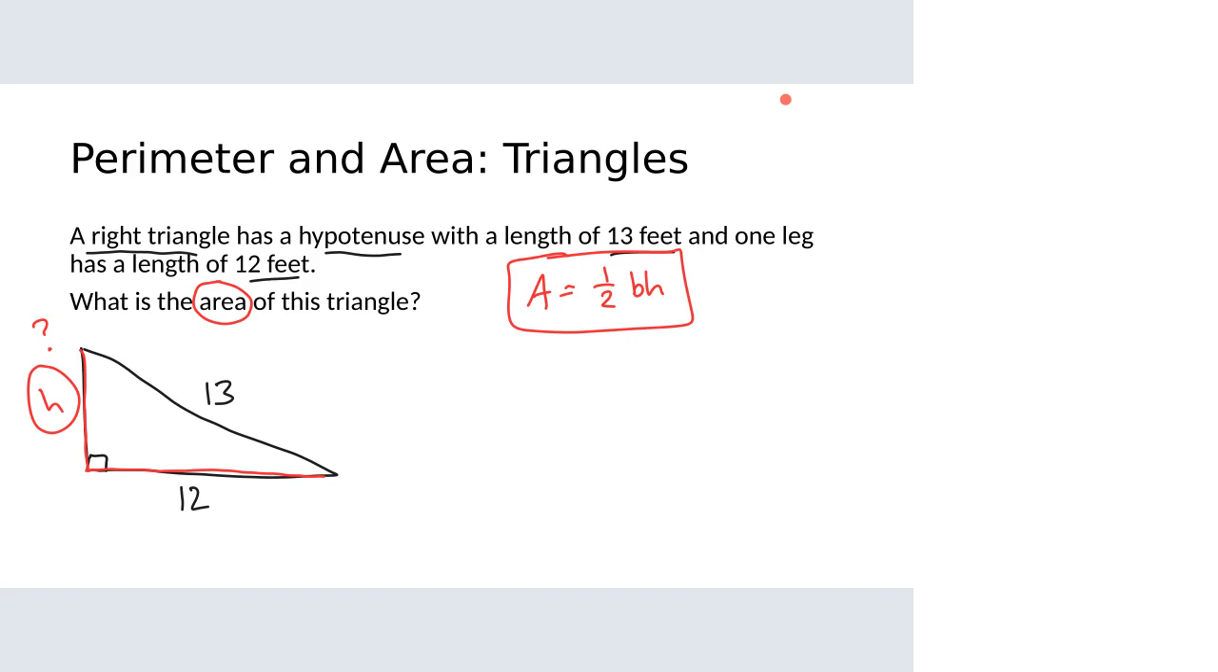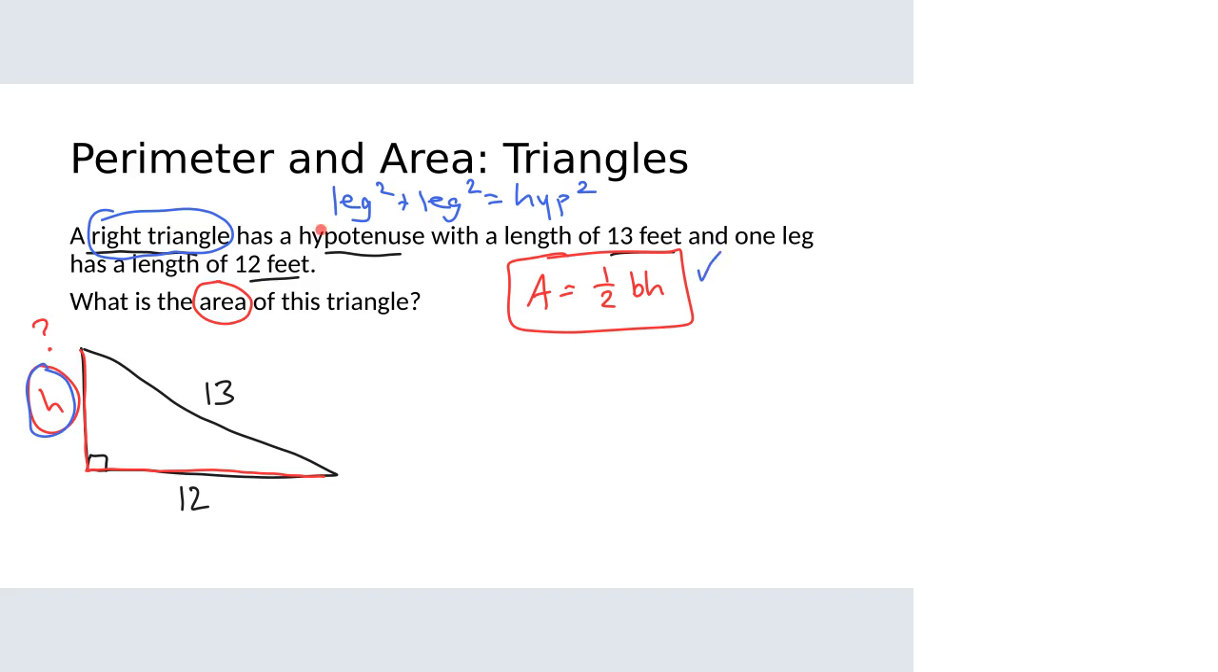Pythagorean theorem, that's exactly right. When we have a right triangle, we know leg squared plus leg squared is hypotenuse squared. And we're going to use the Pythagorean theorem here to find out h. After we find h, then we'll find the area of the triangle.